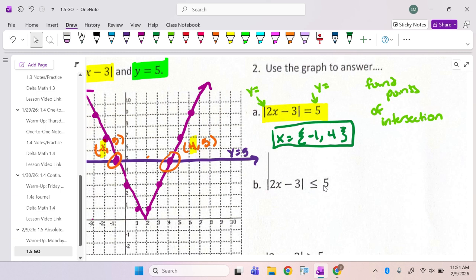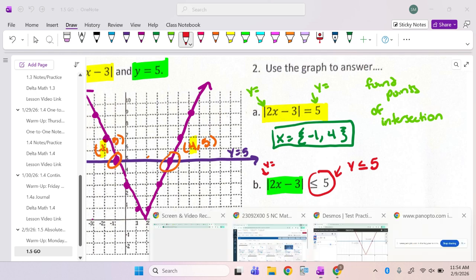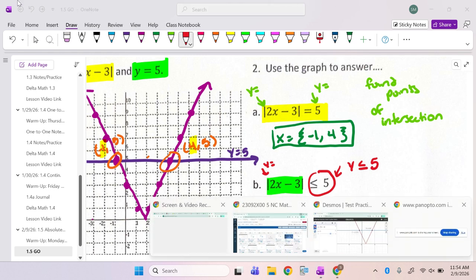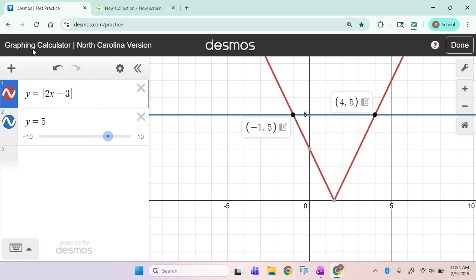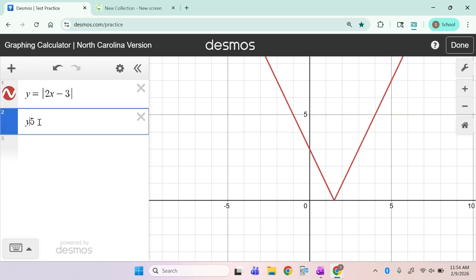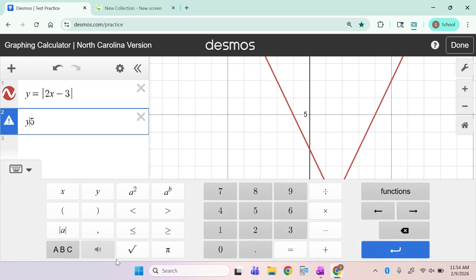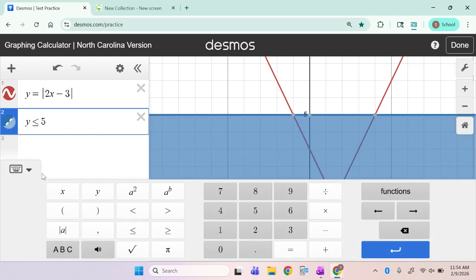Now, essentially, we're going to do the exact same thing. We're still going to use Desmos. We're going to keep the y equals over here, but we're going to change where it says y equals 5 to be y is less than or equal to 5. So in Desmos, it's a very easy flip. Just change the sign to y is less than or equal to 5.